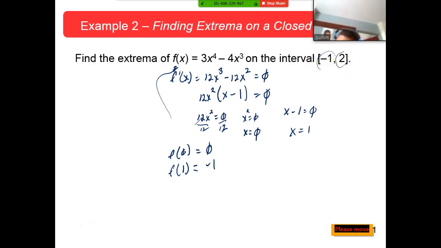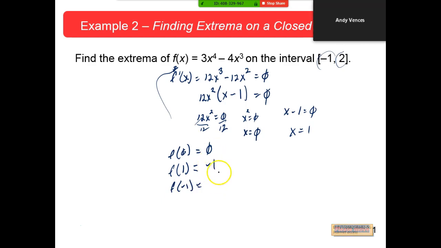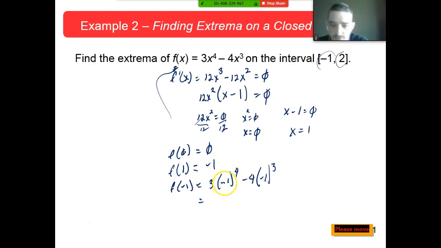The endpoints, you have to evaluate them as well. So what's f of -1? Is it 0? No. Okay, let's do it a step at a time. 3 times -1 raised to the 4th power minus 4 times -1 raised to the 3rd power. What is -1 to the 4th power? Positive 1. So this will be a 3.